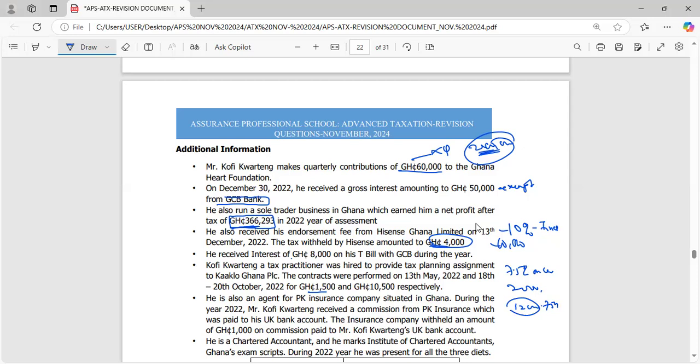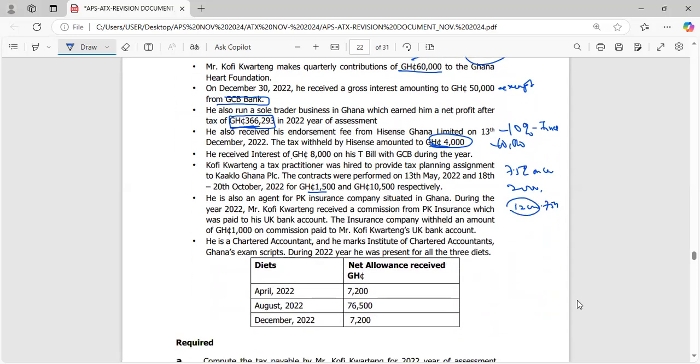He is also an agent for PK Insurance Company situated in Ghana. During the year 2022, he received a commission from PK Insurance, which was paid to his UK bank account. The insurance company withheld an amount of 1,000 Ghana cedis on commission paid to Mr. Kofi Kwatin. Now, commission paid to residents for insurance services, what is the tax rule on it? What is the tax rule on commission paid for insurance services?